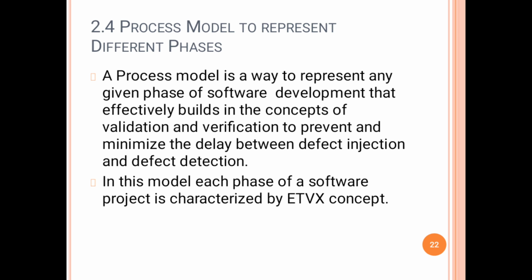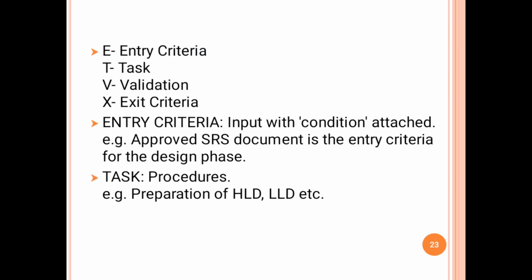Process model to represent different phases. A process model is a way to represent any given phase of software development that effectively builds in the concepts of validation and verification to prevent and minimize the delay between defect injection and defect detection. In this model, each phase of a software project is characterized by the ETVX concept. E: Entry criteria. T: Task. V: Validation. X: Exit criteria.